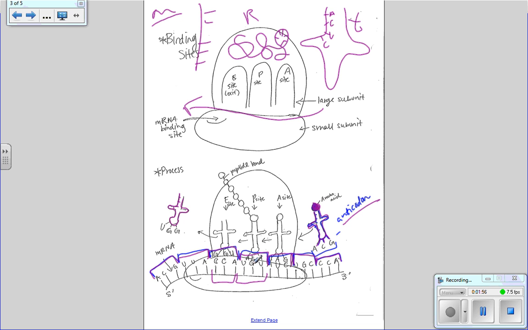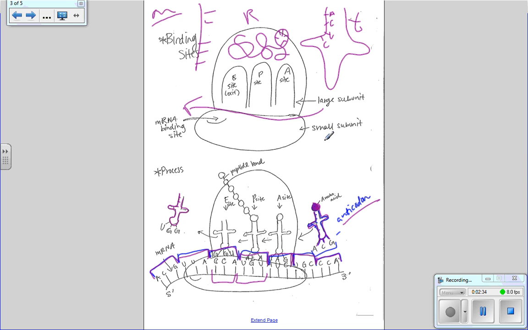Codons are segments of 3 mRNA nucleotides, and they match up with an anticodon that's on a particular tRNA. tRNAs carry amino acids. So codons are sequences of 3 nucleotides, and then anticodons are a matching set of 3 nucleotides that are on a tRNA.